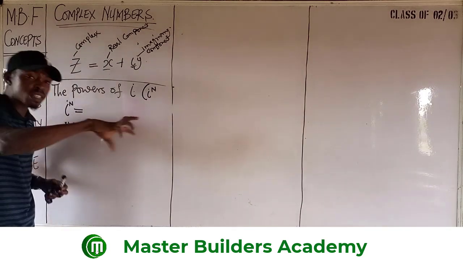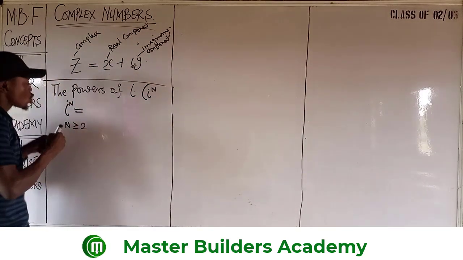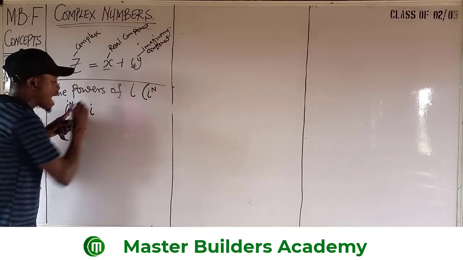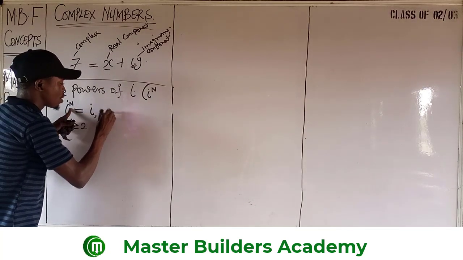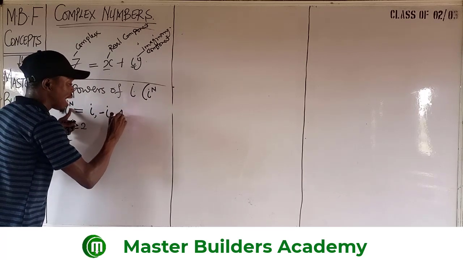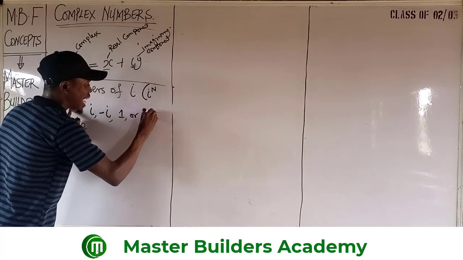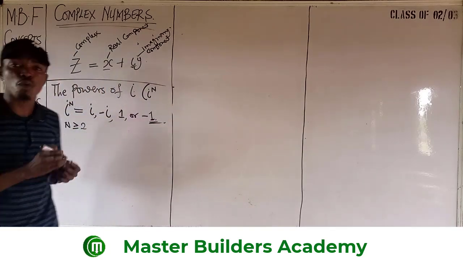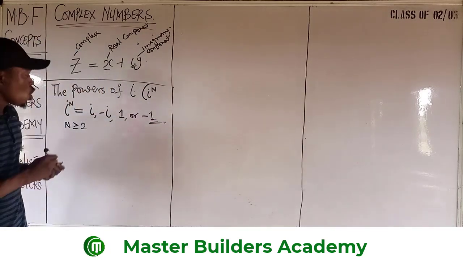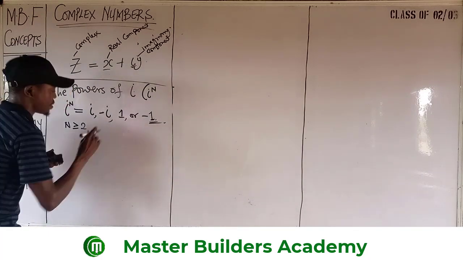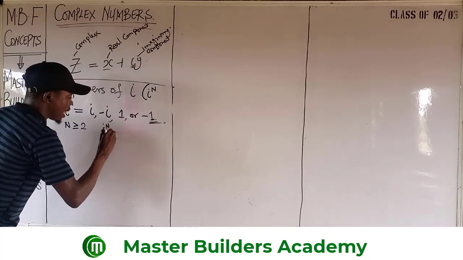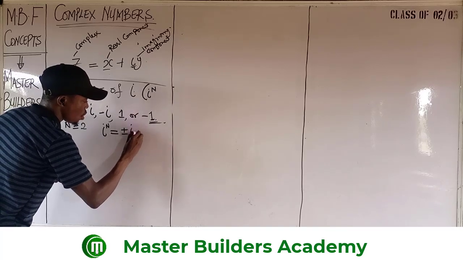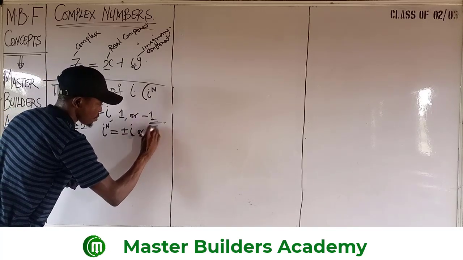Alright? So there are 4 possible results that you have here. When i is raised to the power of n, you either have i, minus i, 1, or minus 1. These are the 4 possible results that you have. Otherwise, we can shorten these as i raised to the power of n is equal to plus or minus i, or plus or minus 1.